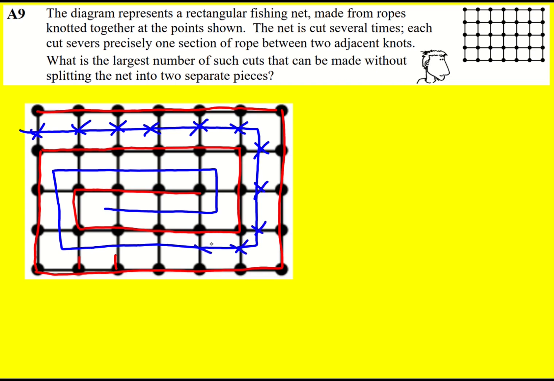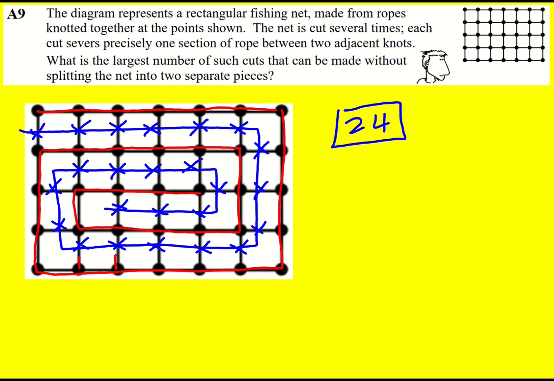I'm up to 10. 20, 24 cuts. Now, I'm convinced that that is the largest number of cuts because at the end of it, I've just got this single piece of rope. So there's no way I could do any more cuts because then I wouldn't have a single piece of rope.